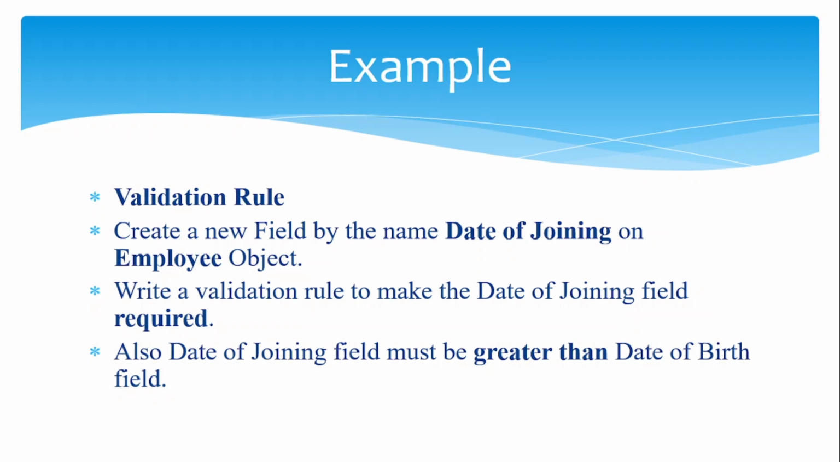Let's see an example for validation rule. Create a new field by the name date of joining on the employee object. Write a validation rule to make the date of joining field required, and also the date of joining field must be greater than the date of birth field.